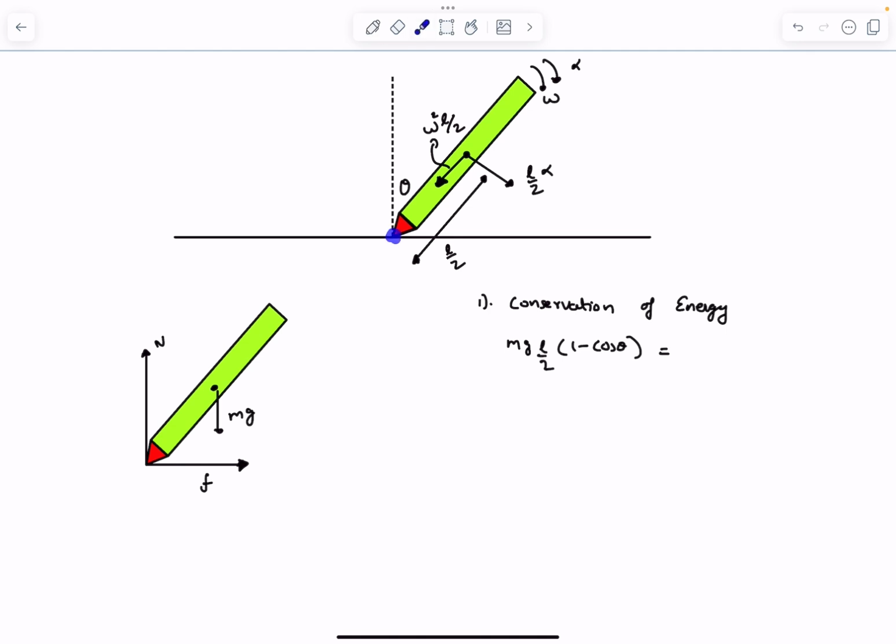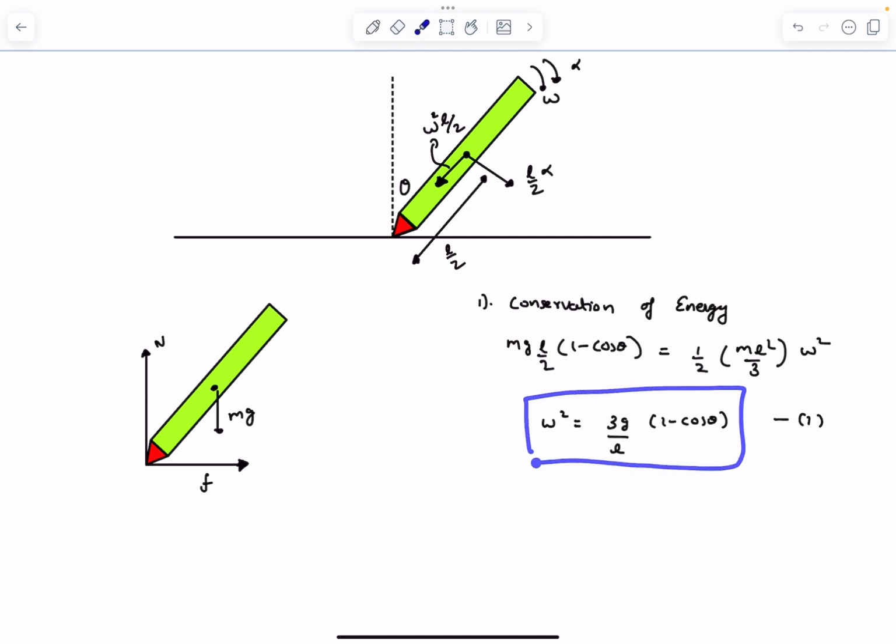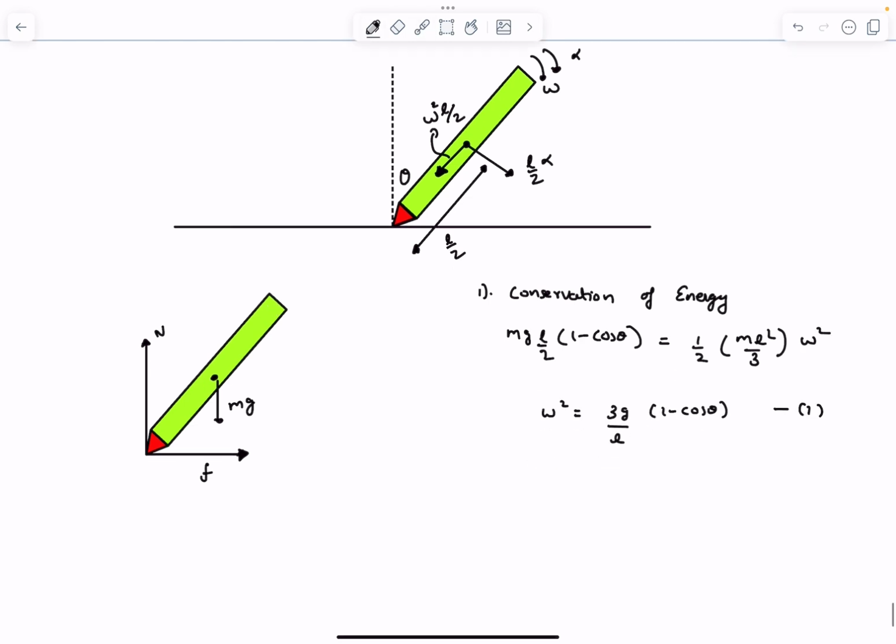We know that this is the instantaneous axis of rotation, so the kinetic energy is going to be half times the moment of inertia times omega squared. This pencil we can model like a uniform rod, right? So its moment of inertia about its tip is mL squared by 3, multiplied by omega squared, and from here we get this particular value for omega. Now we need to figure out alpha.